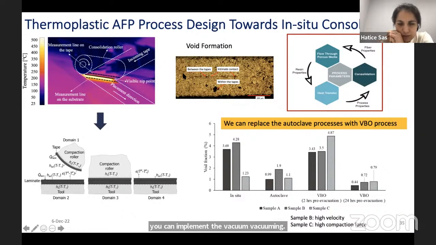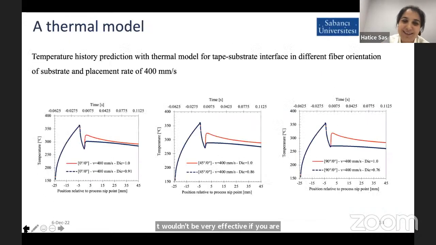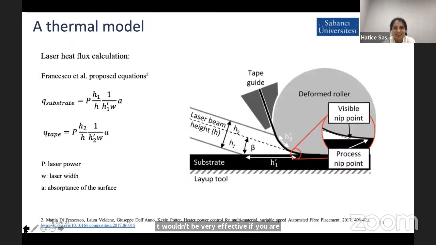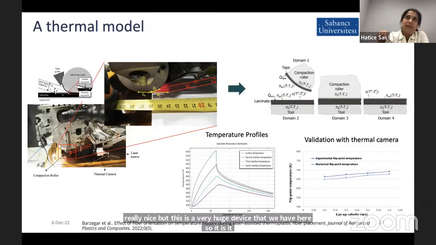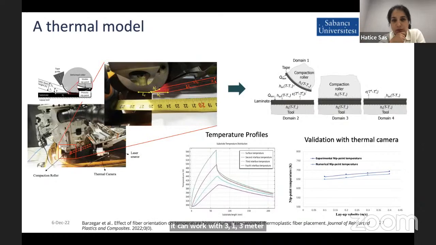He adds that if the whole setup is placed in a vacuum atmosphere, will it work? It would be a very huge device, so it wouldn't be very effective unless you are making NASA grade parts. Maybe that would be really nice, but this is a very huge device that we have here. It can work with 3 meter diameter and 5 meter long parts.